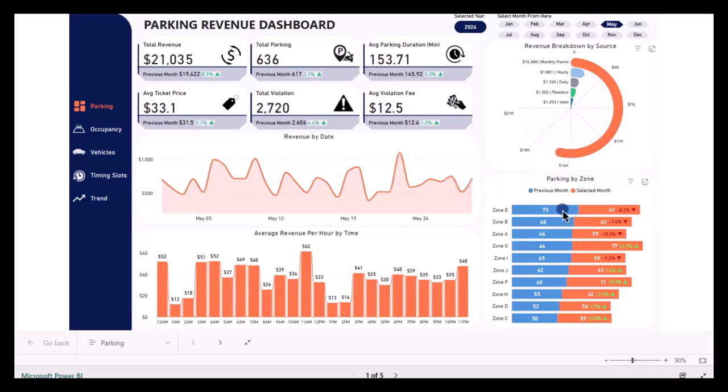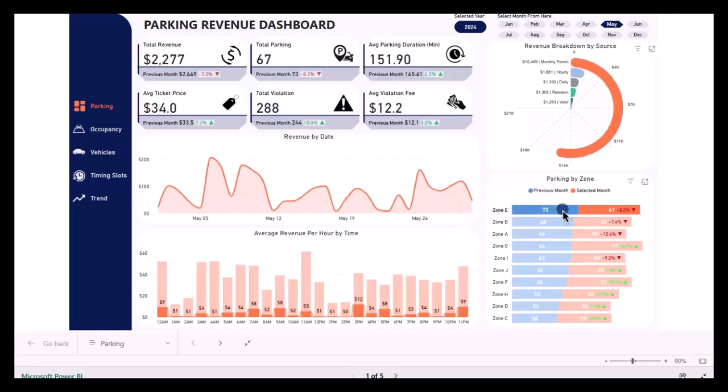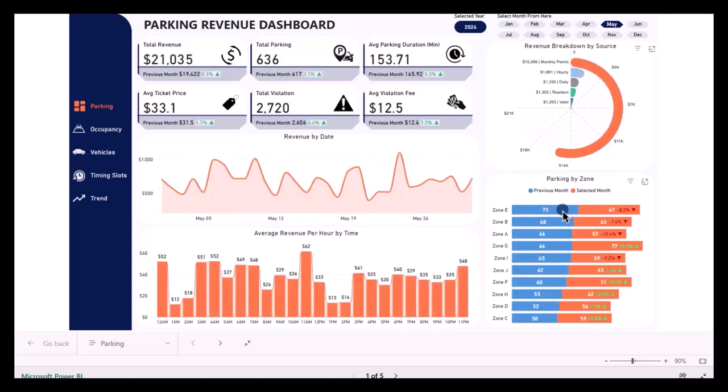Finally, let's talk about parking by zone. This is where things get really actionable. You can see how each zone performed compared to last month. For example, Zone G saw an 18.4% increase, while Zone E dropped by 8.2%. If a zone is underperforming, maybe it's due to poor signage, inconvenient locations, or other issues. Fixing these can directly boost your revenue.